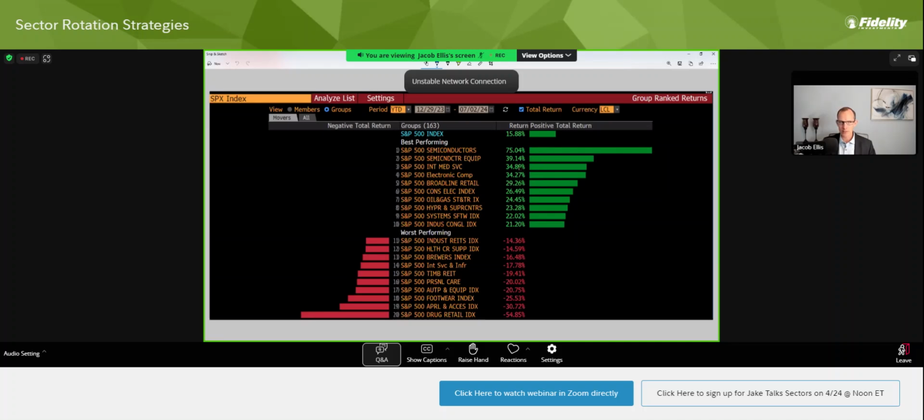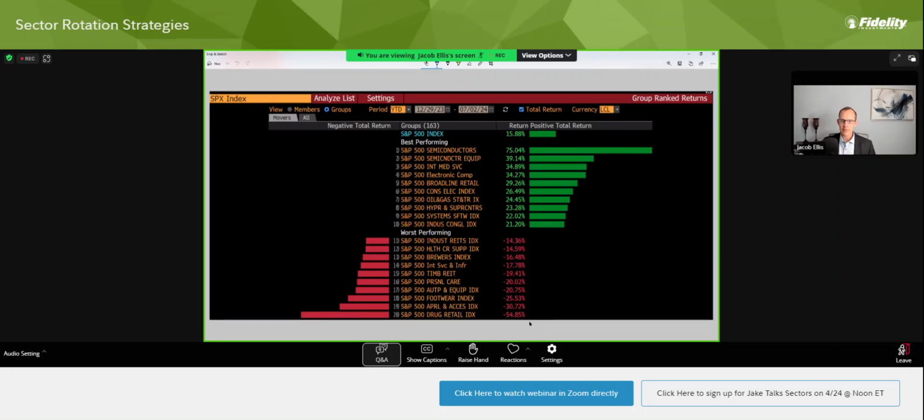39% in semiconductor equipment. And as we continue down the list, all of these top 10 were substantially above the index as a whole. Whereas down here at the bottom, we had one sector, or one industry inside of a sector, the drug retail index, off by 55%.